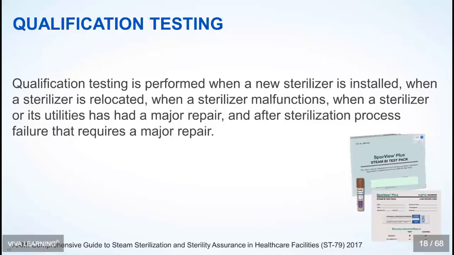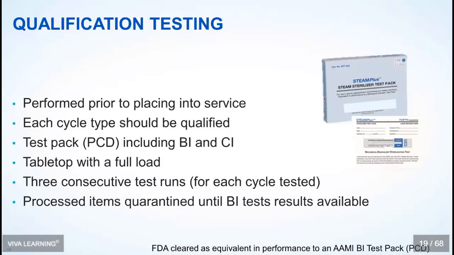What they want you to do is use this before you use a new sterilizer. So obviously perform it before the sterilizer is put into service, and if you use both a wrapped and an unwrapped cycle in your practice, each one of those cycles needs to have qualification testing. Again, the PCD pack could include both a biological indicator, a self-contained spore test, and a type 5, or it may just have a type 5 by itself. With a tabletop sterilizer, which is any sterilizer that's less than 2 cubic feet, you run it with a full load of instruments, and it's not just one test, it's 3 consecutive tests.